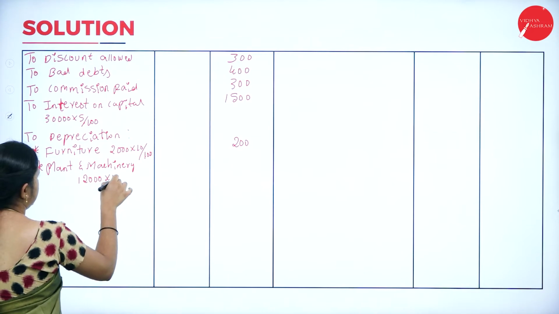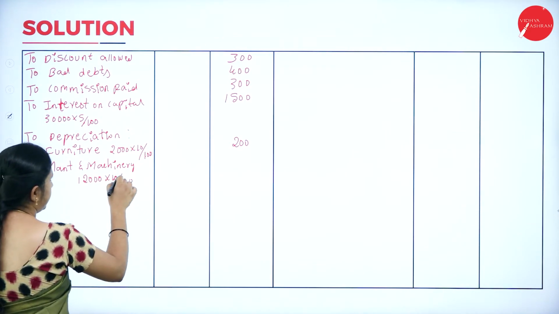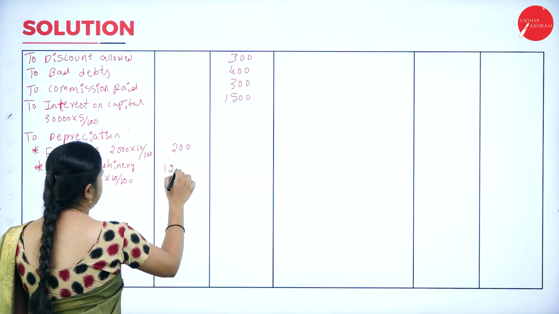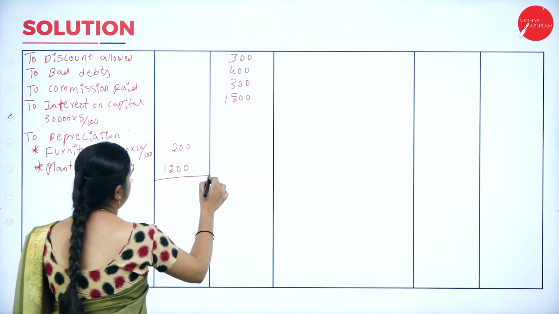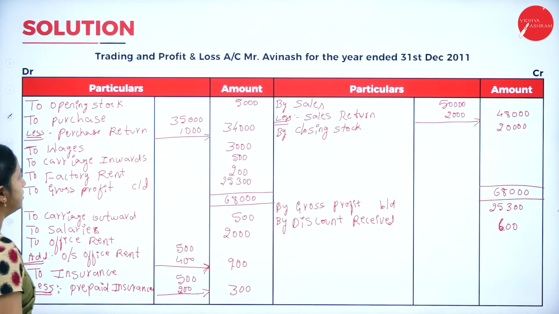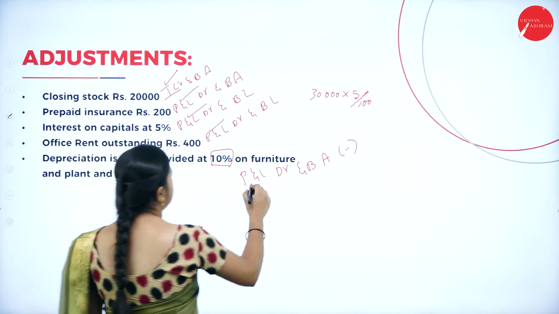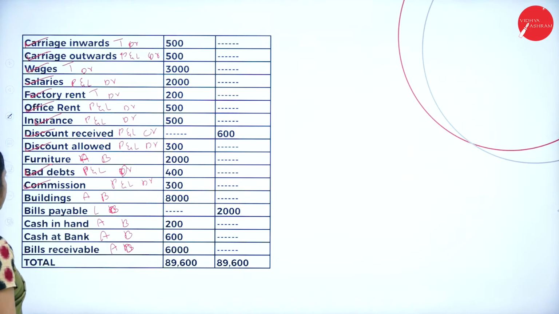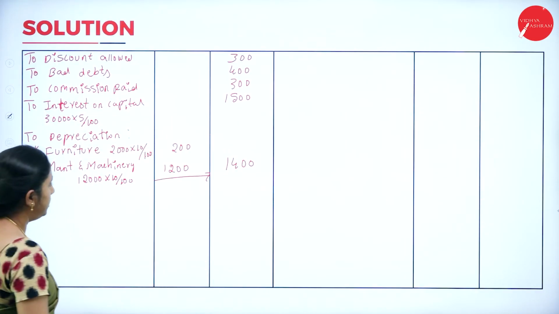Plant and machinery 12,000 into 10 by 100. Write the amount in inner column 200, 1,200. Outer column total depreciation 1,400. So all the profit and loss account items have been considered. So now make a total.